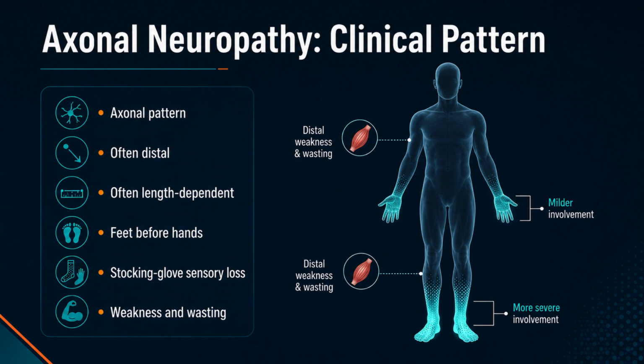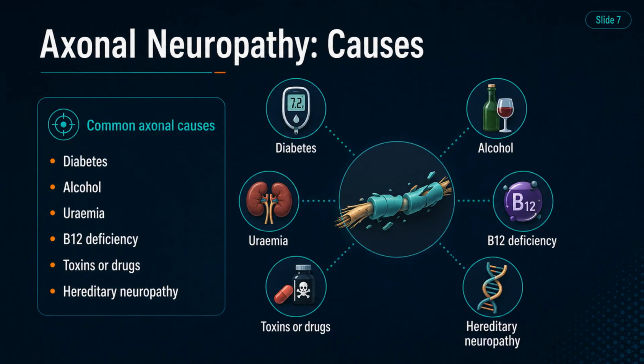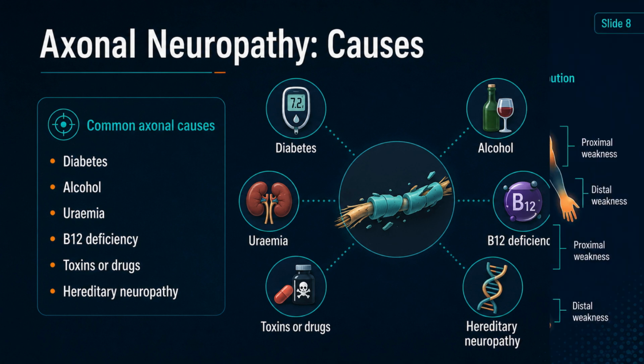The longest nerves are affected first, so symptoms commonly begin in the toes and feet, then progress upward. The hands are affected later, producing a stocking glove pattern. Common causes of axonal neuropathy include diabetes, alcohol use, renal failure, vitamin B12 deficiency, toxins, medications, and inherited neuropathies. The tempo is important. A chronic length-dependent neuropathy suggests a different cause from an acute, rapidly progressive neuropathy.